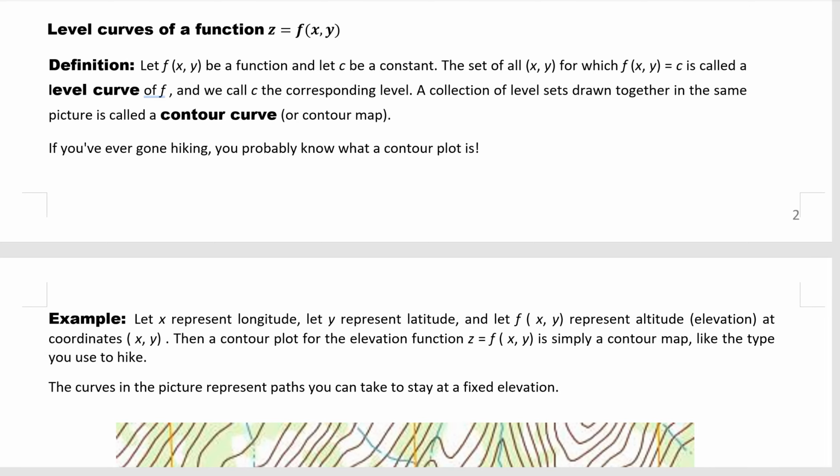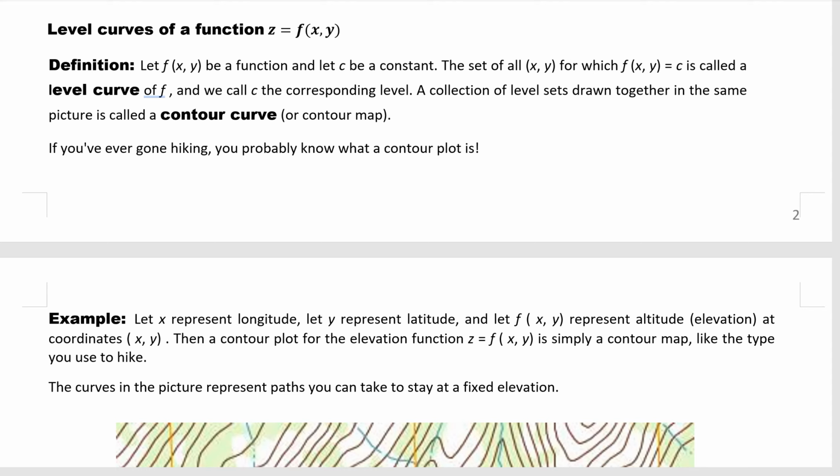Hi everyone, let's continue. Level curves of a function z equals f of x,y. Definition: let f of x,y be a function and let c be a constant. The set of all x,y points on the xy plane for which f of x,y equals c is called a level curve of f, and we call c the corresponding level. A collection of level curves drawn together in the same picture is called a contour plot or contour map.